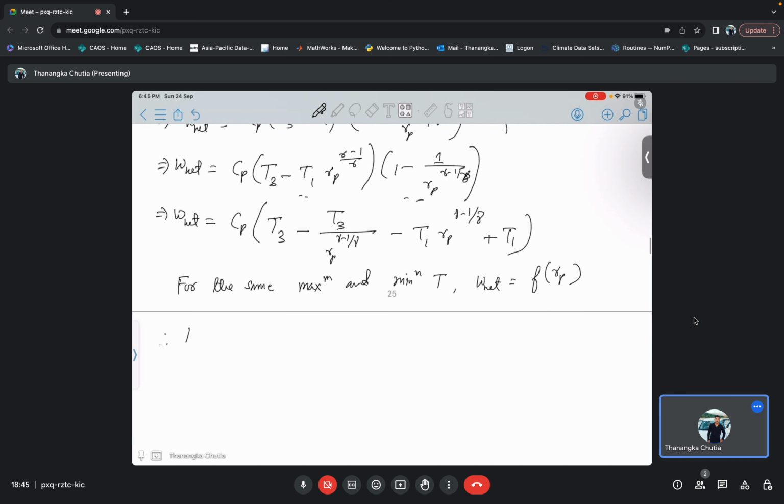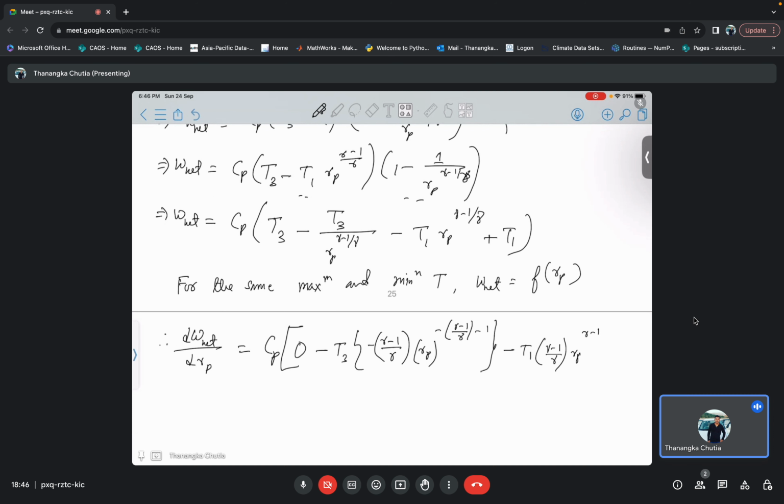Therefore dW net divided by drp is equal to Cp, a constant, which will remain outside, into T3 is a constant so it will be 0, minus T3 into minus gamma minus 1 divided by gamma into rp to the power minus gamma minus 1 by gamma minus 1, minus T1 gamma minus 1 by gamma into rp to the power gamma minus 1 by gamma minus 1, plus 0.